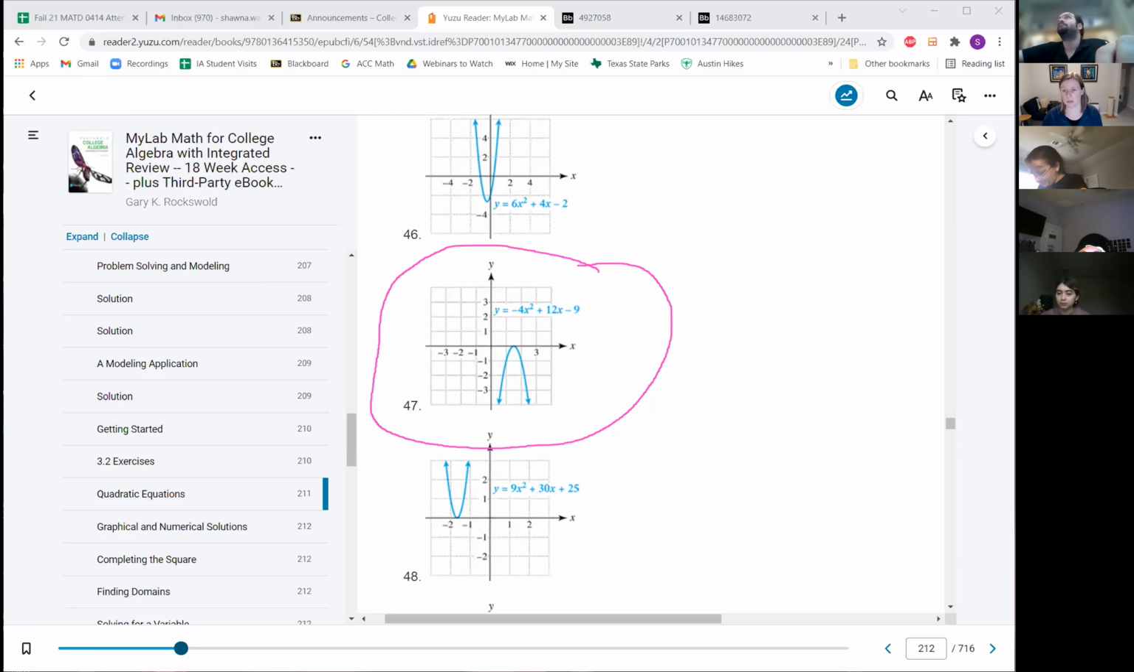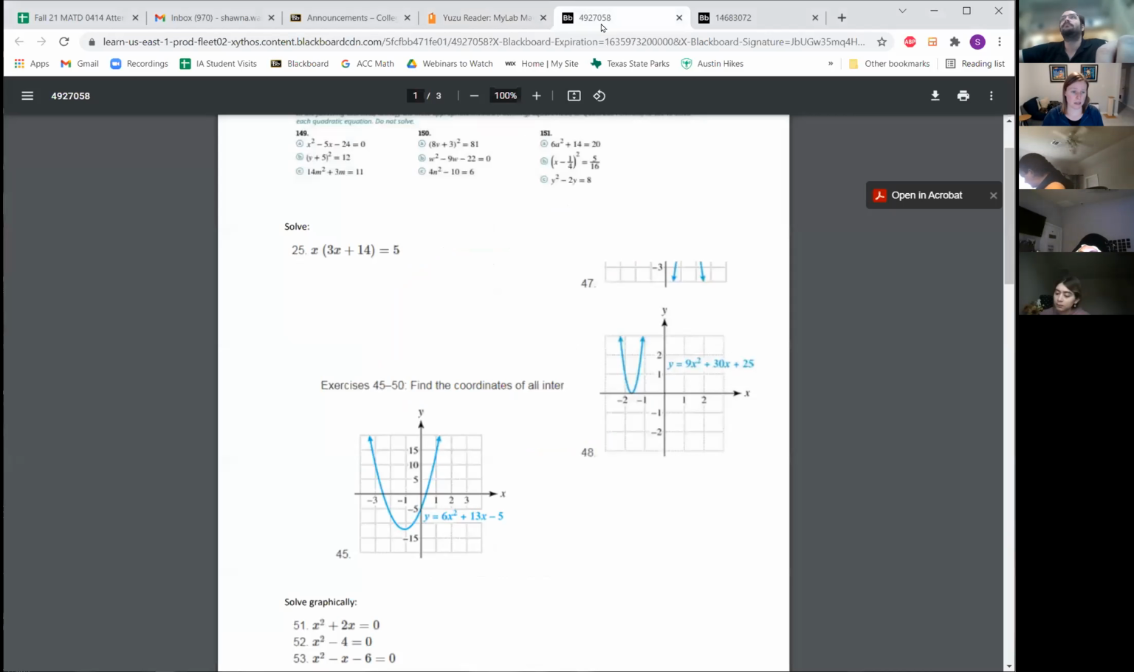All right, cool. So let's go back and do those three that I just put in the chat. Again, I know it's sort of funky how it got cut off here. So it says find the coordinates of all intercepts. So when we look at all intercepts, we look at what kind of intercepts do we have on a problem?